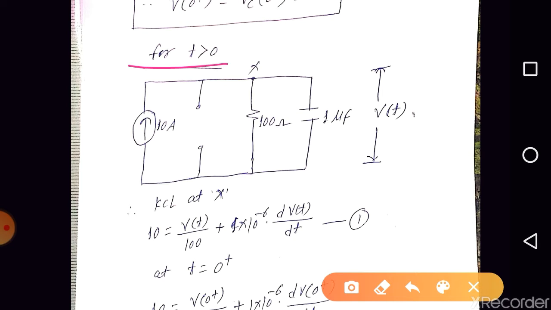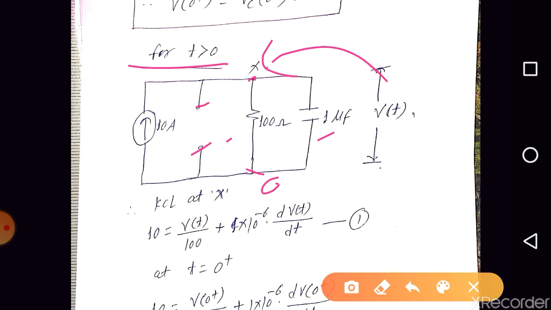Okay, so for t greater than 0, what is the switch? It is open. Next, the resistor will act as a resistor, and the capacitor will act as a capacitor. What is the voltage between these 2 points? It is V of t. So let us consider it as V of t, right? Here the voltage is also V of t. If here it is V of t, this should be 0 volt, right?